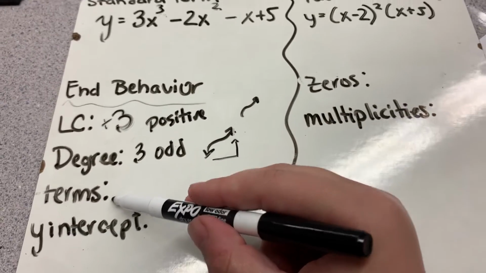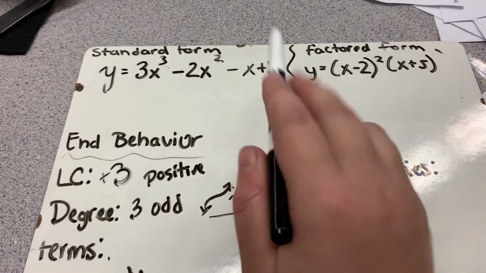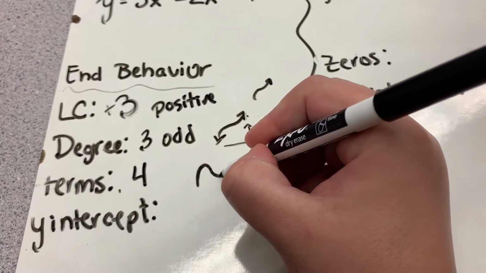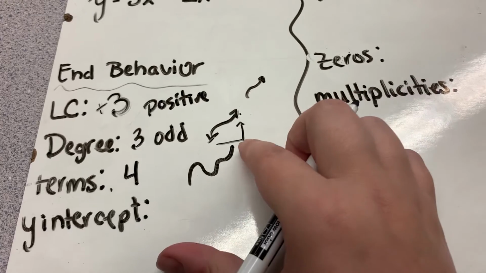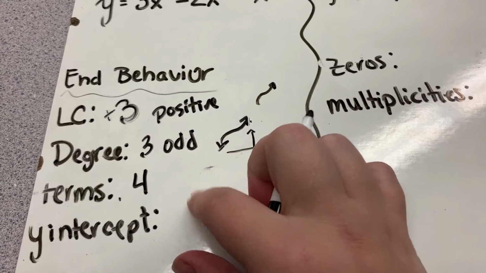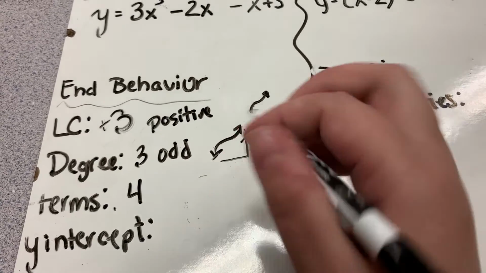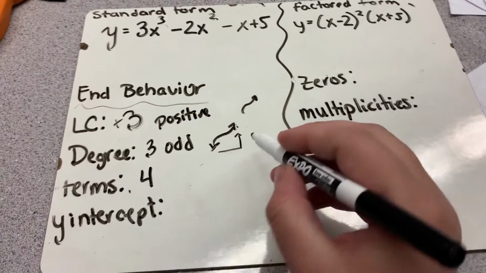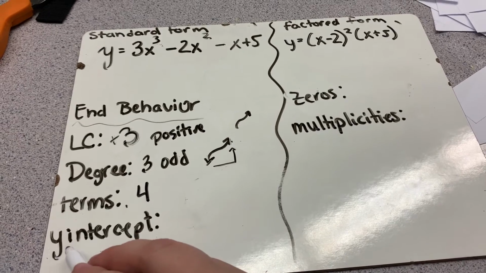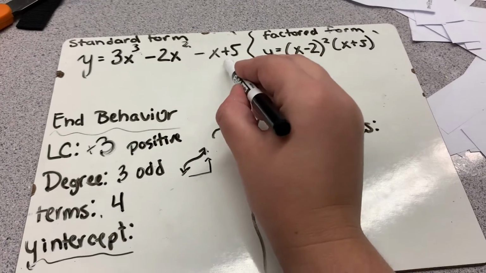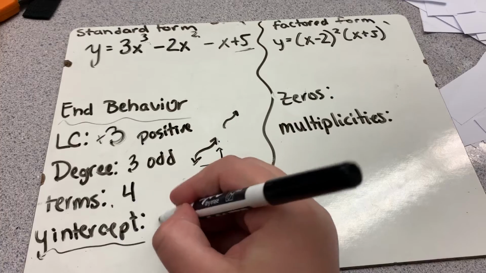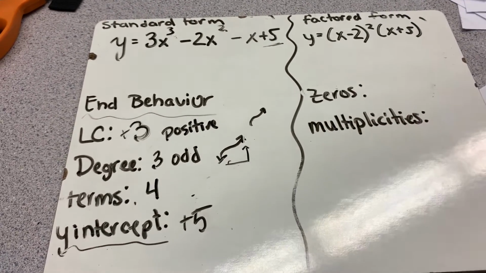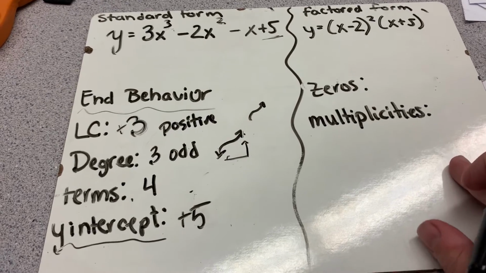I can see the number of terms, 1, 2, 3, 4, which is going to tell me that there's going to be something like 3 turns in my graph. And I can find the y-intercept. The y-intercept is always that constant at the end. And that is one feature. These are 3 different features I can now use in my graph.